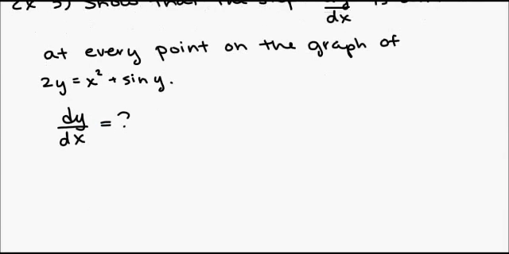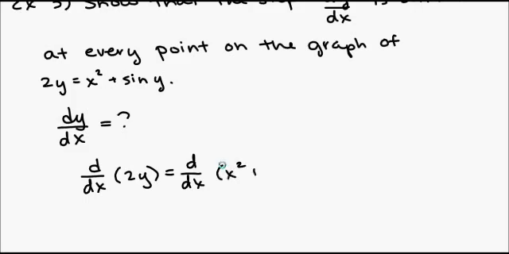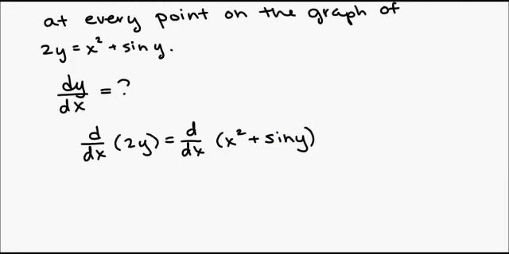Okay, so what is it? You know that we are going to differentiate both sides of this equation. So we have d/dx of 2y equals d/dx of x squared plus sine y. Okay, the derivative of 2y is 2 times dy/dx. So that's your chain rule again.